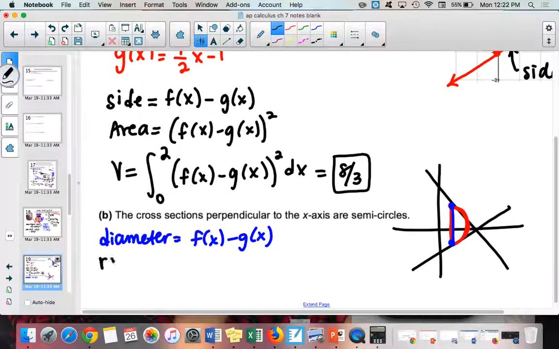Since it's a cone, could you just use the cone formula? Oh, you could. Yeah, this one actually is a cone. Do you guys see how it's half of a cone? So you could find the volume of a cone using your radius at the bottom, which would be 1. And then you could divide by 2 at the end. So yeah, if you notice that you can use geometry formulas, totally do. All right, so our radius ends up being half of that. So we're going to have f of x minus g of x divided by 2.